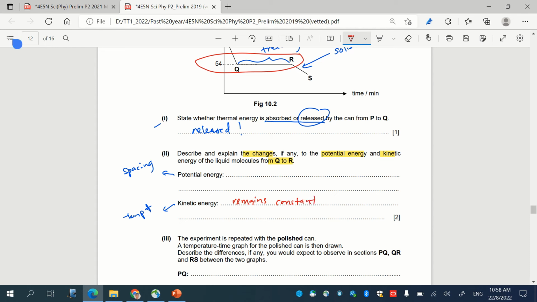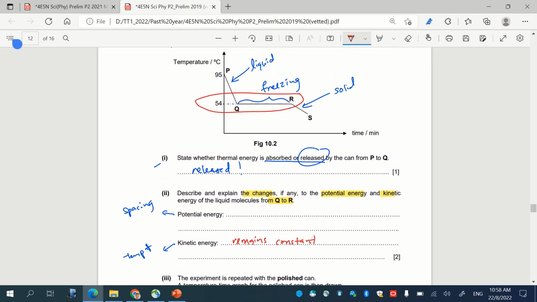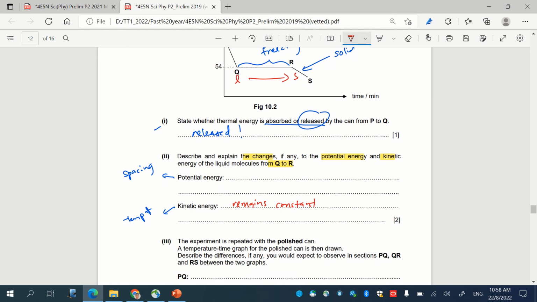Okay? But what happened to the potential energy from Q to R? We are changing from, again, let's take a look, what state to what state. We are changing from Q, liquid state, all the way to R, a solid state. What happened to the spacing between them? The spacing becomes nearer. They become more closely packed.